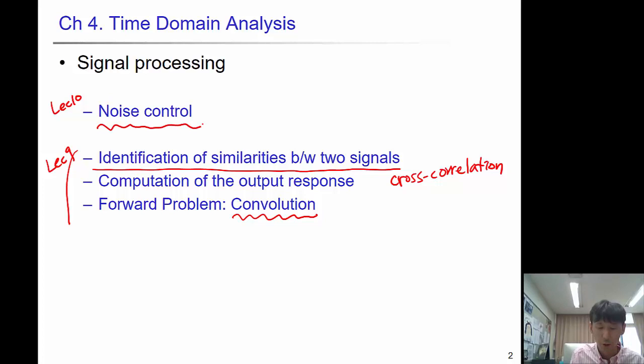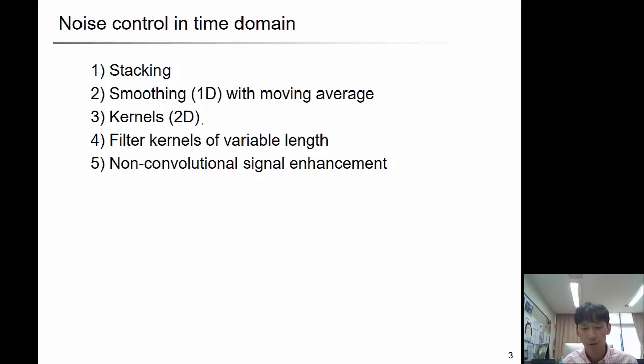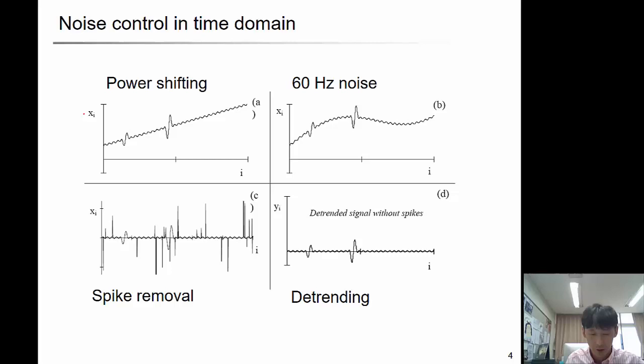To control the noise in time domain signals, there are several ways to improve the signal quality. One is stacking and moving average. And if you have a 2D signal or 2D images, then you can use kernels, and there are also different kernels to extract some features of your images or the data. So let's start with the noise control in time domain.